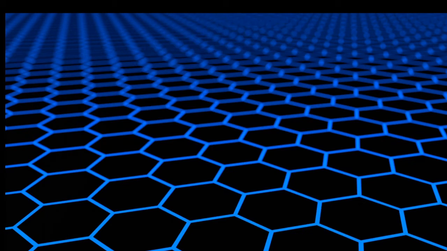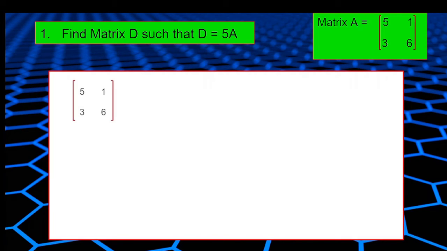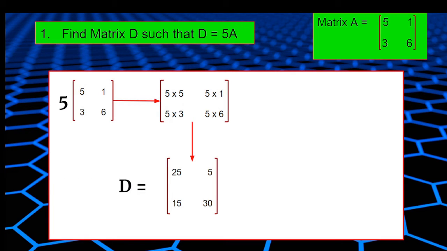The exact same thing happens with the actual question. We take matrix A and place 5 before it to express the scalar multiplication mathematically. Then we multiply all the elements, in this case 5, 1, 3, and 6 by 5. That leads us to our final answer as this, which is also equal to D.